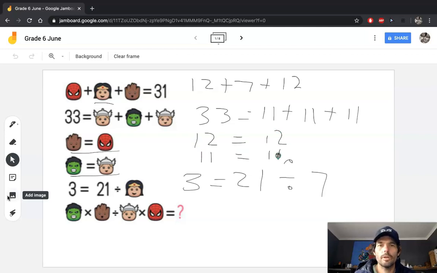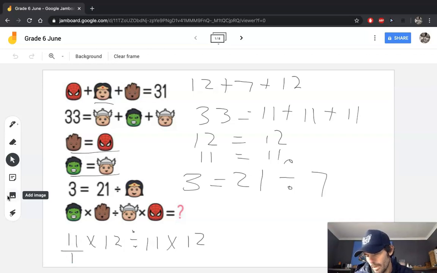Okay, and then we need to look at the order of operations in our final part of the puzzle. So Hulk we know is 11, Groot we know is 12. Then we need to divide by 11 and multiply by Spider-Man, which is 12. Okay? Now, division needs to come first. Okay? And what I'm actually going to do here is write this in fraction form.